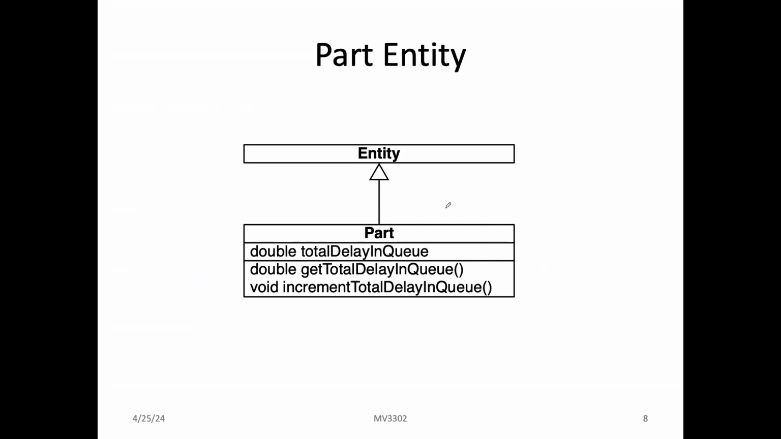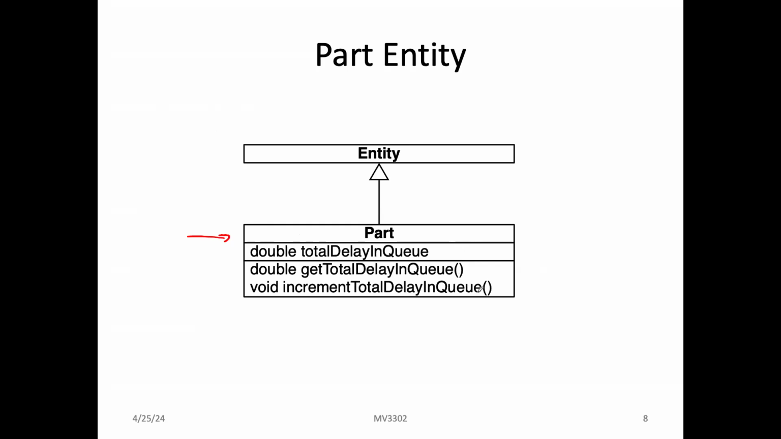So now, as we've seen in the previous assignment, in order to get the total delay in the queue, I'll have a part. It's going to be an entity, and it's going to keep track of that. In other words, my part objects are going to have the total delay in the queue, and I have a getter so I can get it. But how do I increment that?